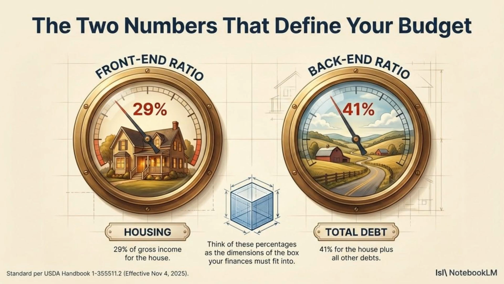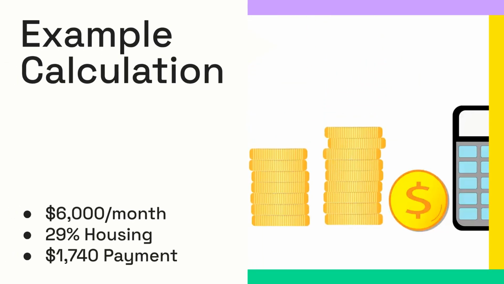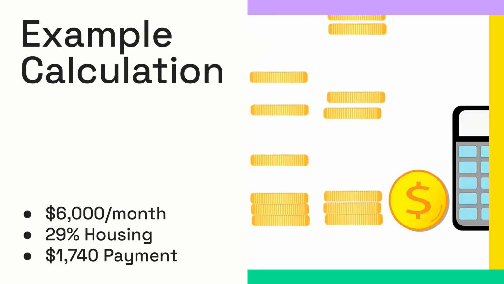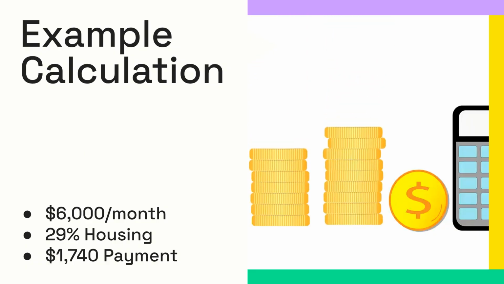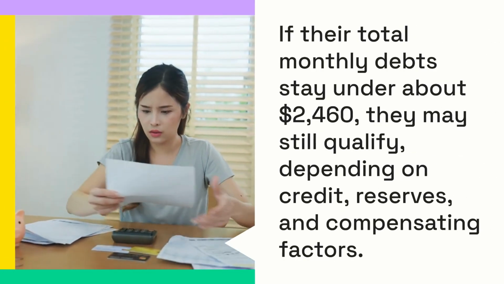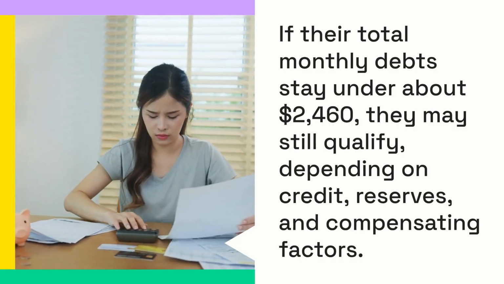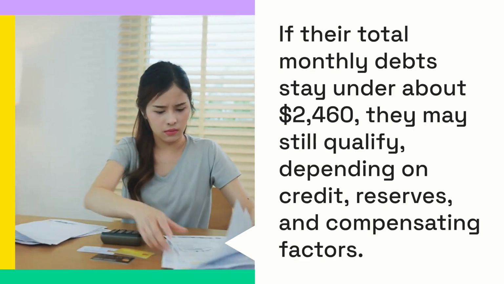For most automated USDA approvals through the Guaranteed Underwriting System, or GUS, the benchmark ratios are roughly 29% on the front end and 41% on the back end. Remember, these are guidelines, not hard stop limits. Let's apply these ratios to a real-world scenario to make this concept more concrete. For example, if a household earns $6,000 per month, a 29% housing ratio equals about $1,740 for the total house payment. If their total monthly debts stay under approximately $2,460, they may still qualify. However, qualification also depends on factors like credit history, financial reserves, and other compensating factors.